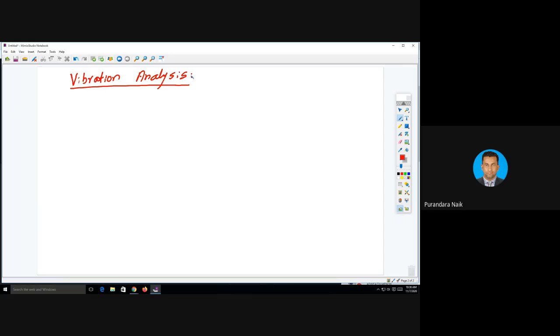Here in vibration analysis, there are three methods. Vibration analysis is nothing but finding the natural frequency. How do you find the natural frequency for a given vibrating system? The method of finding the natural frequency for a vibrating system is called vibration analysis. There are three different methods.